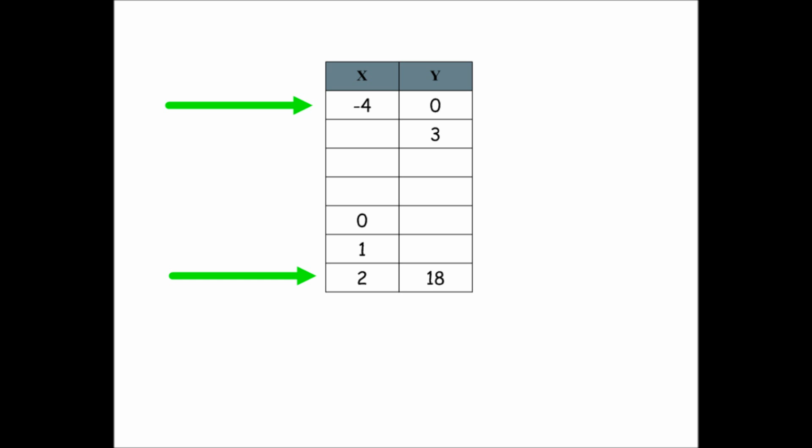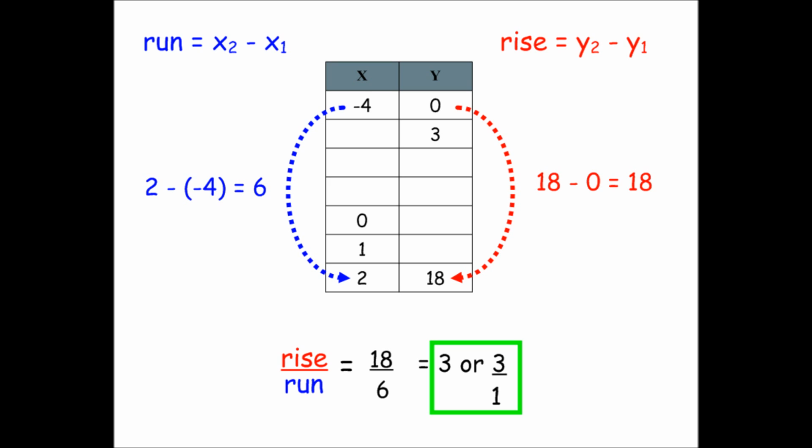Looking at the x column first, my run is going to be found by taking my 2 x values and finding the difference between them. So I take the 2 from the bottom, call that my x2, and I'm going to subtract the x from the top of the chart, my negative 4. And 2 subtract negative 4 gives me 6. I'm going to do the same thing on the right-hand side of the chart and compare the matching y values. So I'm going to start with y value number 2, which is the 18, and I'm going to subtract the first y value, which is 0, and 18 minus 0 is 18. So I take these two numbers, my rise and my run, and I write it in a fraction. Rise over run, 18 over 6, or if I divide that, I get 3.